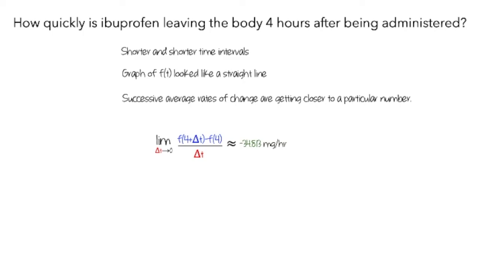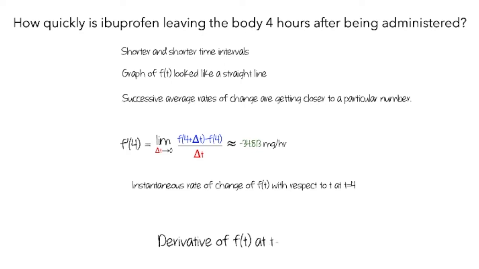From our work, we saw that these average rates of change were getting closer to roughly negative 34.813 milligrams per hour. This limiting value, which we write as f prime of 4, is the instantaneous rate of change of f of t with respect to t at t equals 4 hours, which we also call the derivative of f at t equals 4.